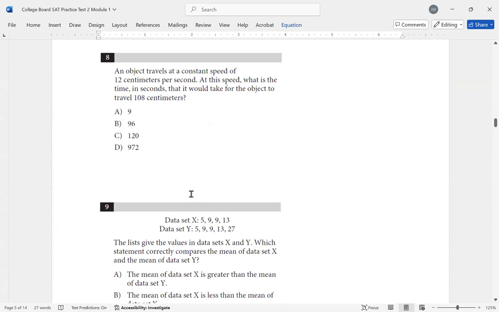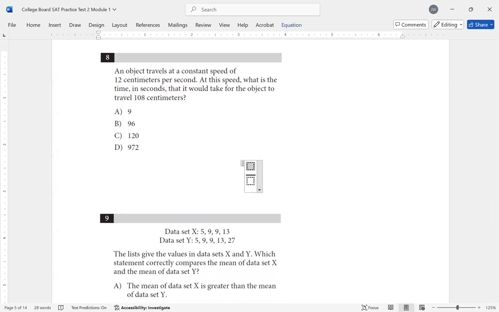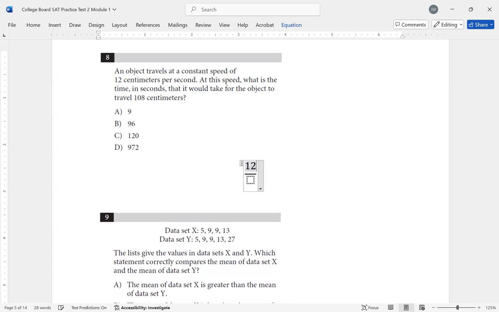Question 8 says an object travels at a constant speed of 12 centimeters per second. At this speed, what is the time in seconds it would take for the object to travel 108 centimeters? Now, you can do this in a number of different ways. One way to do it is to set up ratios. When we talk about a speed of 12 centimeters per 1 second, we can think of it as a ratio of 12 centimeters over 1 second.